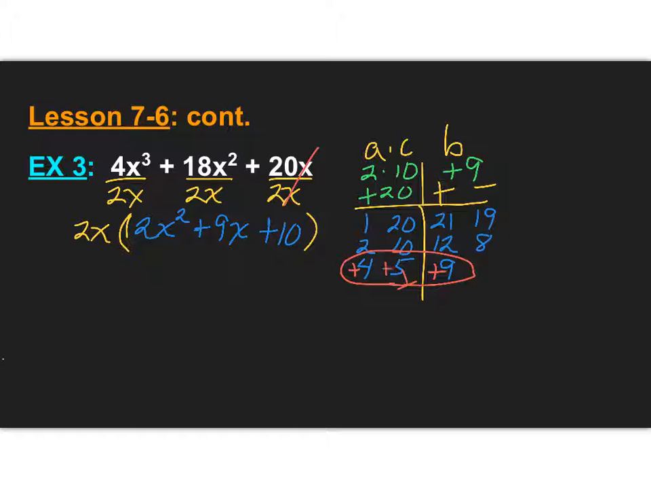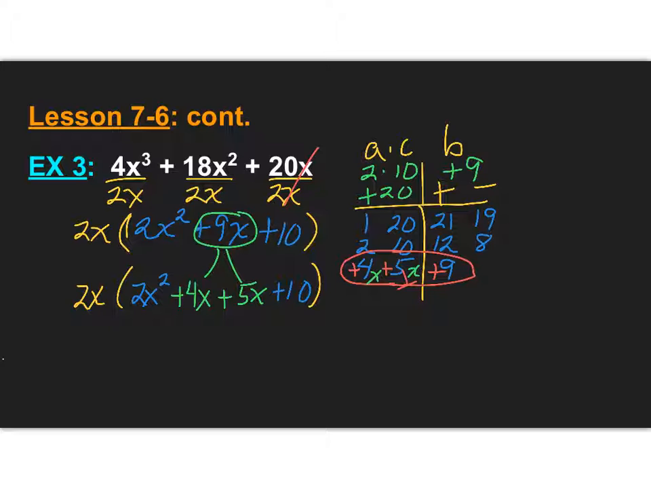So they're all positive. We're going to add in our x as our variable, and we're going to replace this middle term right here with a positive 4x and a positive 5x. Bring down the 10 and the 2x squared, and don't forget to bring down the original GCF of 2x. So then we need to cut this in half, and find the GCF of each group.